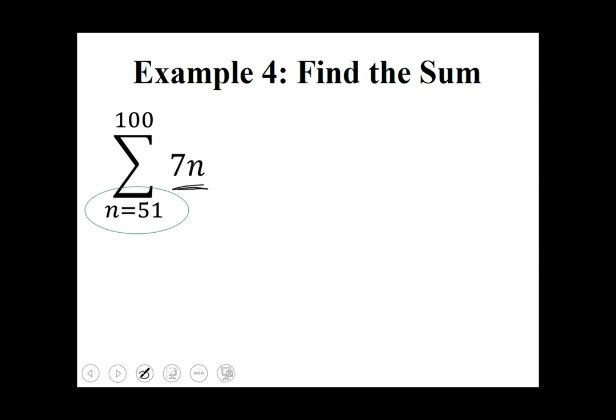So because this problem does not start at 1, the best way to go about this would be to rewrite this problem so that it does start at 1. So you're going to find the sum from n equals 1 to 100 of 7n. Of course, you can't just change the problem. You only want the sum from 51 to 100.